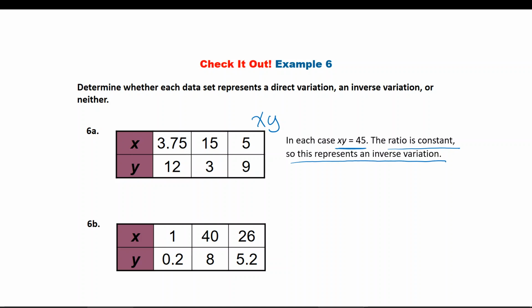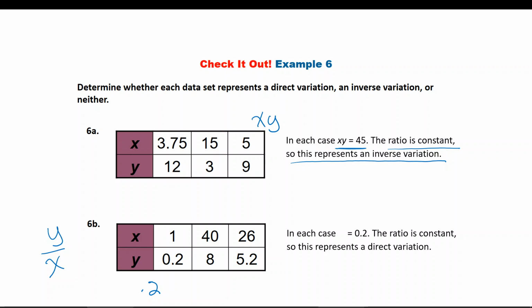All right, just because it seems logical to try, let's try y over x first. 0.2 divided by 1 equals 0.2, and 8 divided by 40 is 0.2, and I bet 5.2 divided by 26 is also 0.2. So that tells us that in each case, y divided by x equals 0.2. So the ratio is constant, so that tells us this is a direct variation.